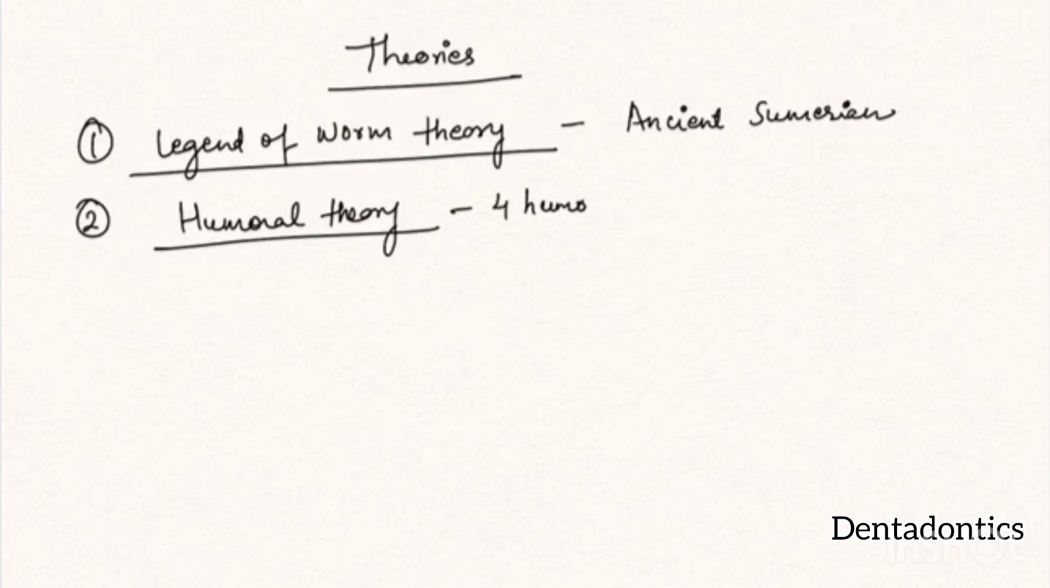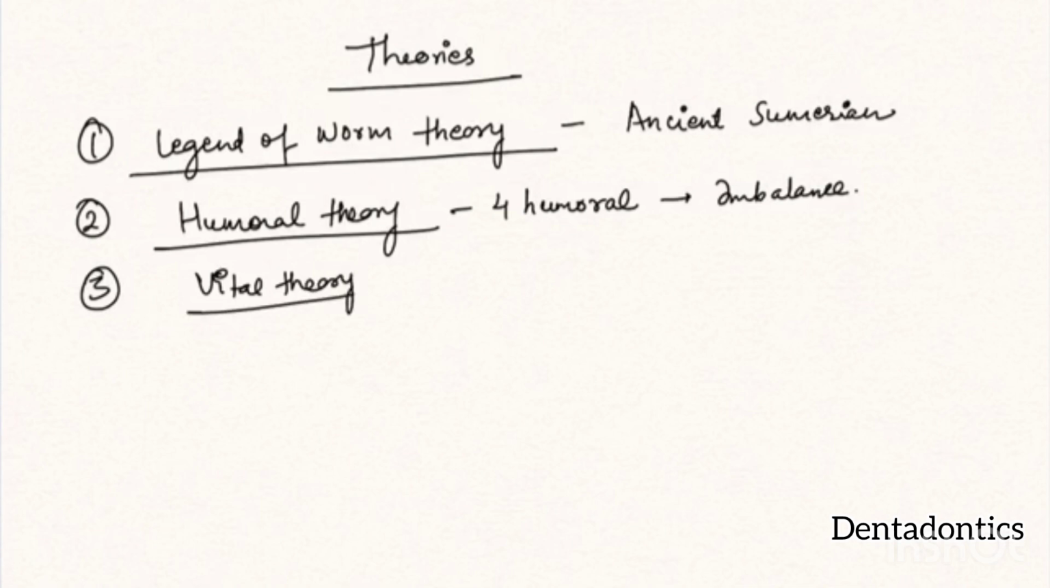Then third is the vital theory given by Galen. It stated that tooth decay is like a vital gangrene-like process. Discontinuation in the vitality of the structure may lead to the carious process. Then fourth is the chemical theory given by Robertson, which stated that caries is a chemical process in which chemical demineralization occurs.